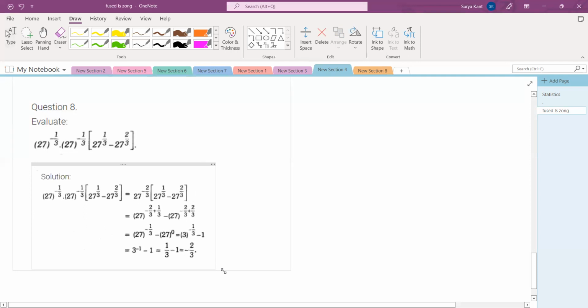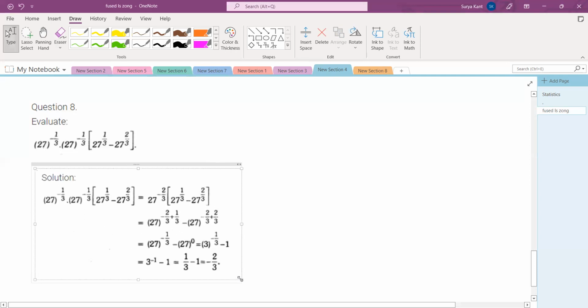See, all of you, put 27 to the power minus 1 by 3 into 27 to the power minus 1 by 3. And again, 27 to the power 1 by 3 minus 27 to the power 2 by 3. Now 27 to the power minus 2 by 3 is taken common here. How has this minus 2 by 3 come? You have just added minus 1 by 3 and minus 1 by 3, because this is multiplication, right? In multiplication, we add the powers. Here these both are multiplied, no? So we add the powers and get 27 to the power minus 2 by 3, again the bracket part.